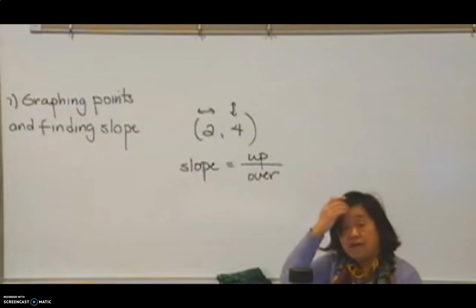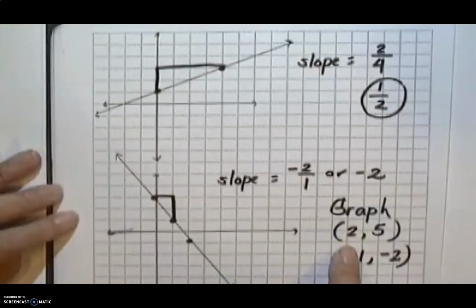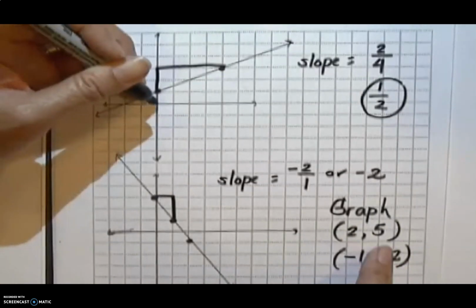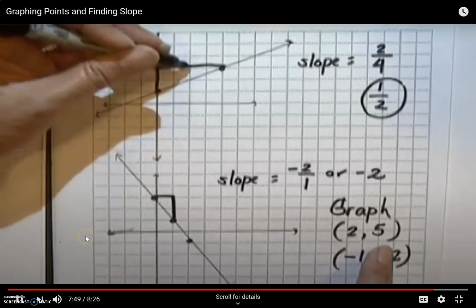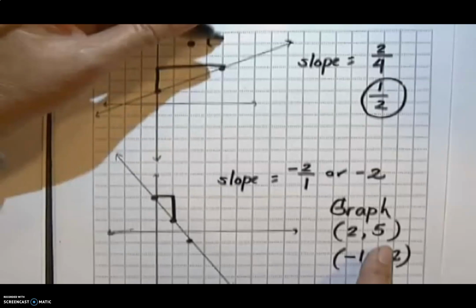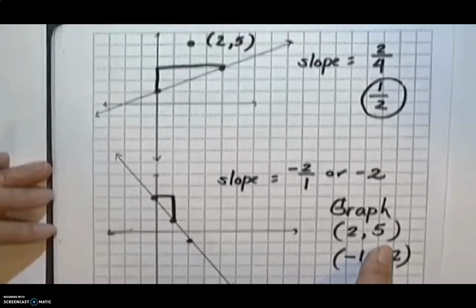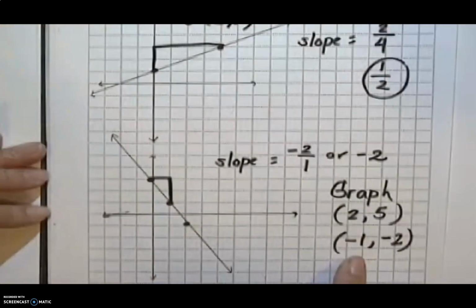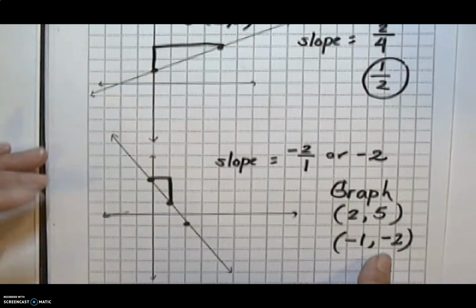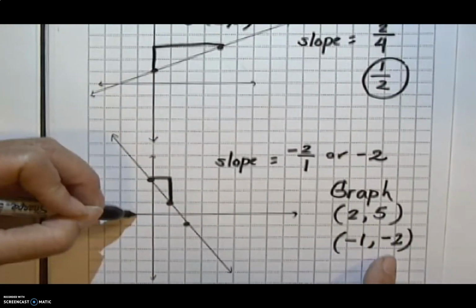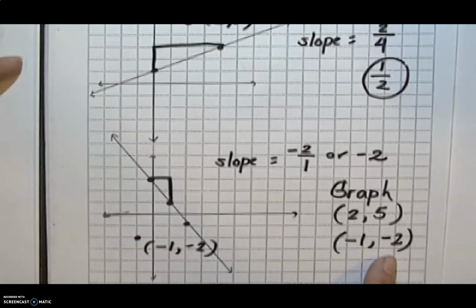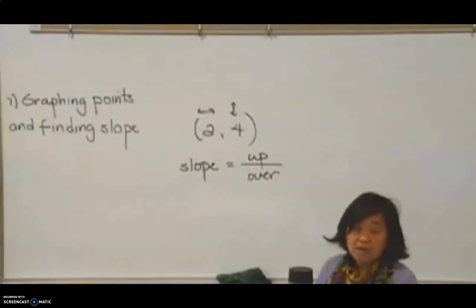Now let's just make sure that your graphing is fine. So if I were to graph 2, 5, I would start here. I would go right 2, up 5. Right 2, up 5. 1, 2, 3, 4, 5. And this would be the point, 2, 5. If I were to graph this point, it would say go left 1, down 2. So starting here, left 1, down 2. This would be the point, -1, -2. And that's a recap of plotting points and finding the slope of a line.